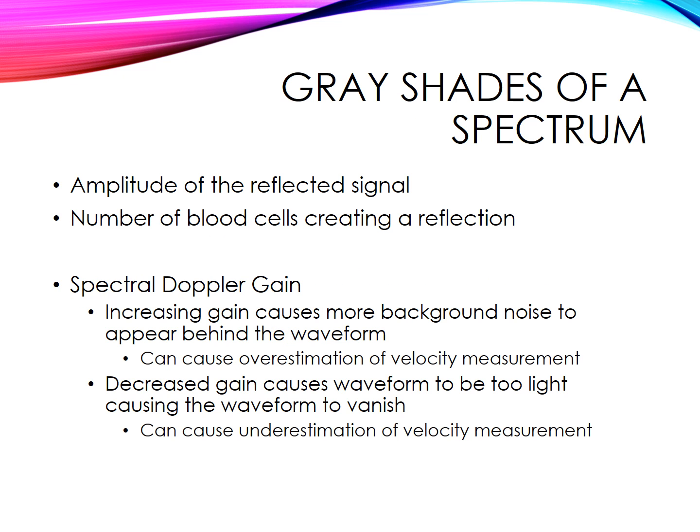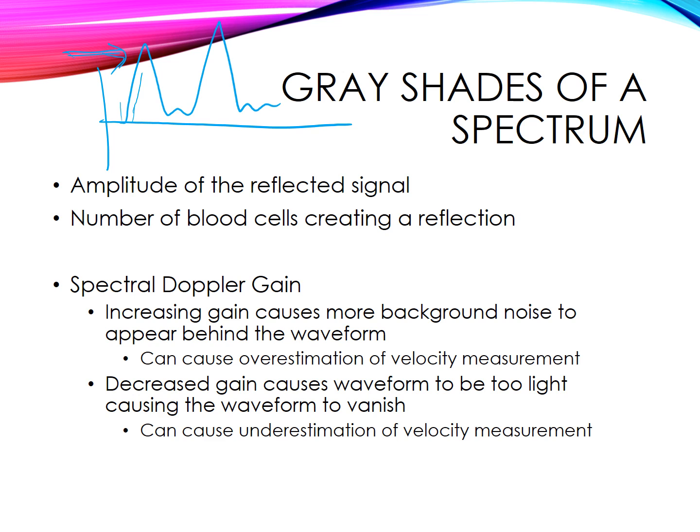Another thing with our spectral tracing is that we have lots of gray shades on that spectrum. What ends up coming back on the tracing is the amplitude of the reflected signal and the number of blood cells creating a reflection. So as we get our reflections, the higher up it is, the higher the amplitude, and the width of the line shows us the number of blood cells creating that bit of reflection.